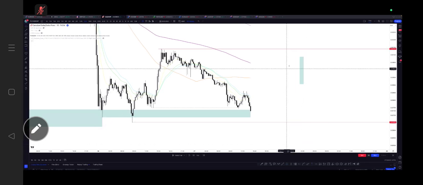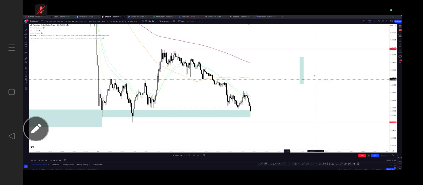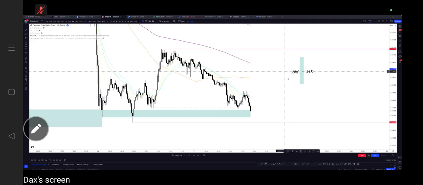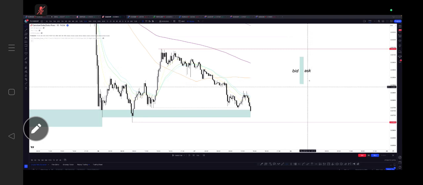To the right, we have the ask, and to the left, we have the bid. So this side is always positive and this side is always negative. When you have more ask, that means the bulls are in control. If you have more bid, that means the bears, or sellers, are in control. This one simply means buyers. This one simply means sellers.